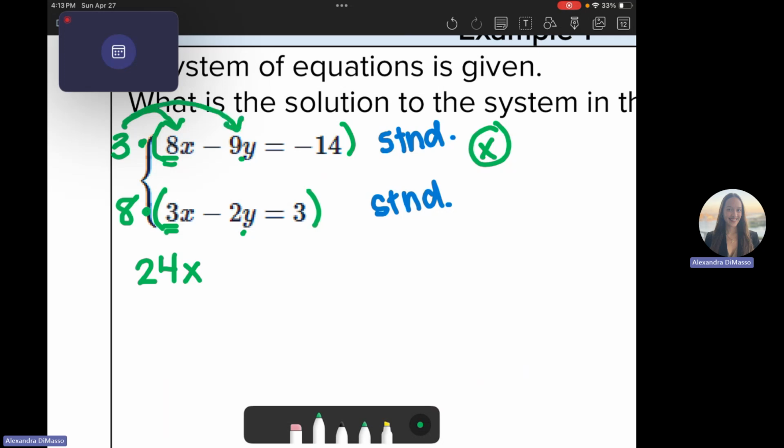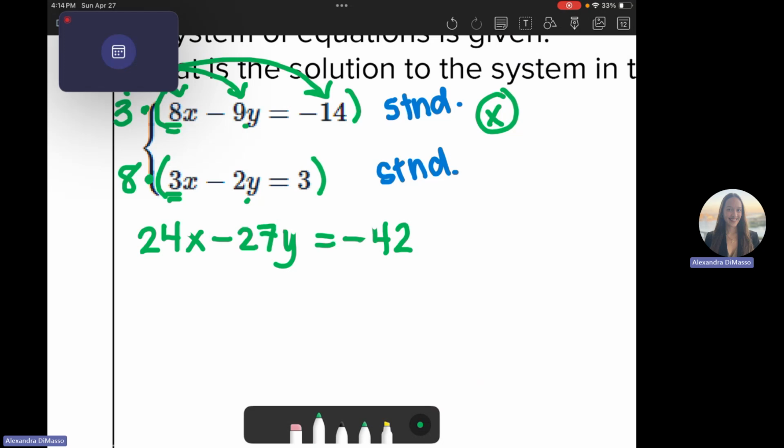3 times negative 9y gives me negative 27y. And then 3 times negative 14 gives me negative 42. Okay, I'm going to do the exact same thing now with my second equation.